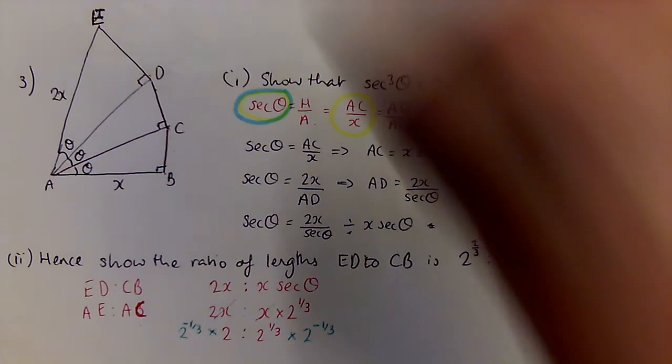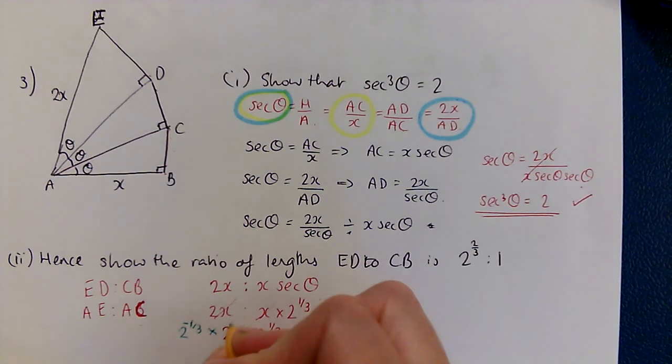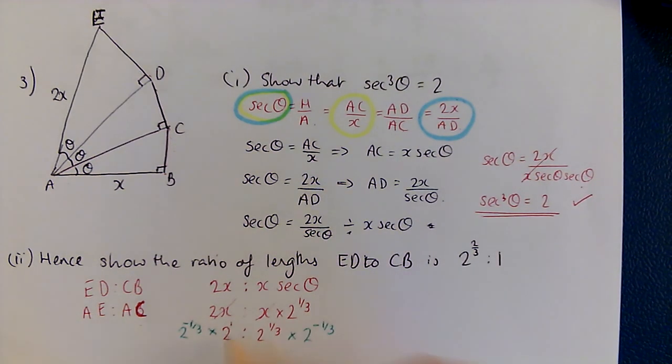So remember that 2 is just the same as 2 to the power 1. We are going to add the powers here, so that gives us 2 to the 1 take away 1/3 is 2/3. And on this side we get 1.